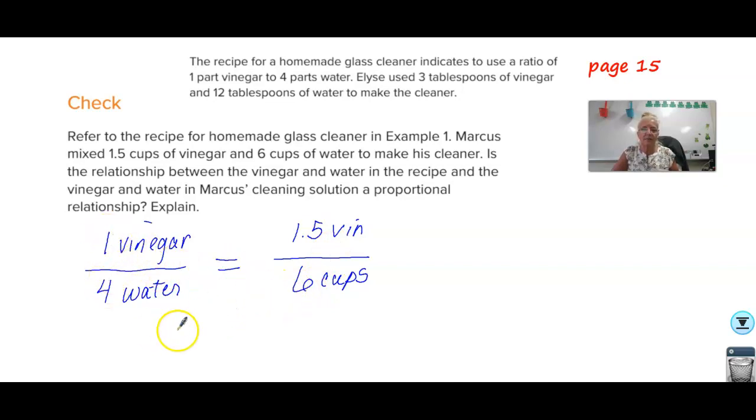Multiply 1 times 6 and I get 6, and I multiply 4 times 1.5, and I also get 6. If these two numbers are the same, then you have a proportional relationship. If these two numbers had been different, if one was 6 and one was 7, it's not proportional. That's one way to tell if two ratios are proportional. There are other ways, though.